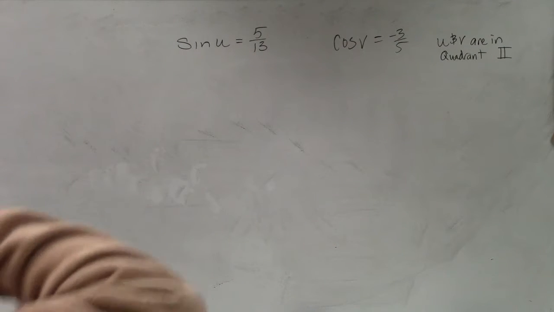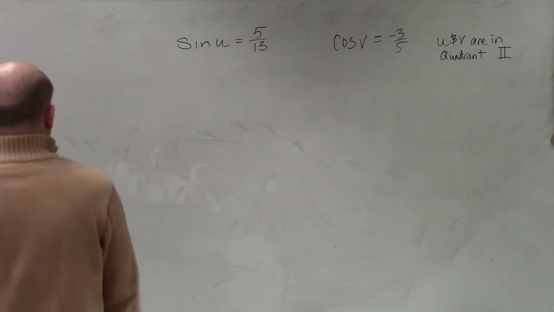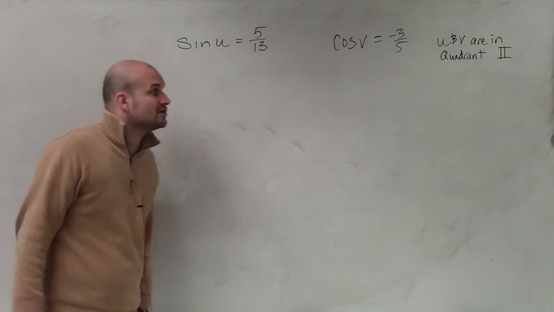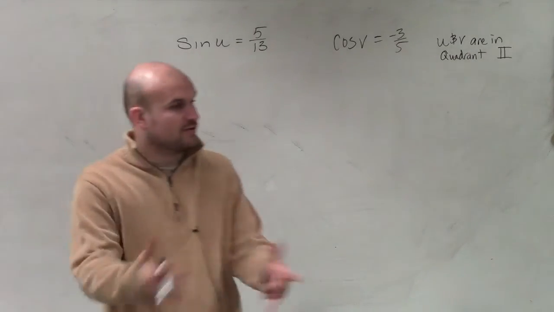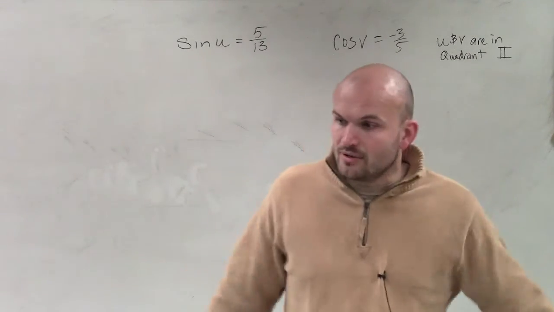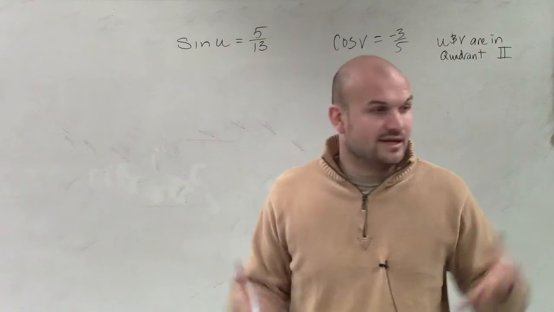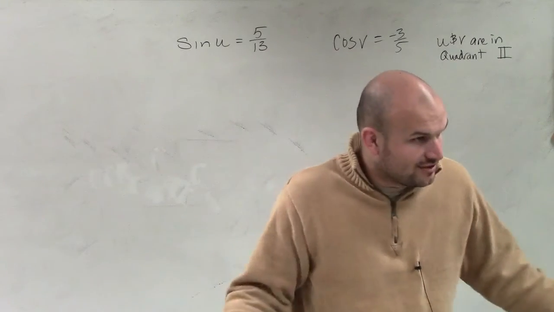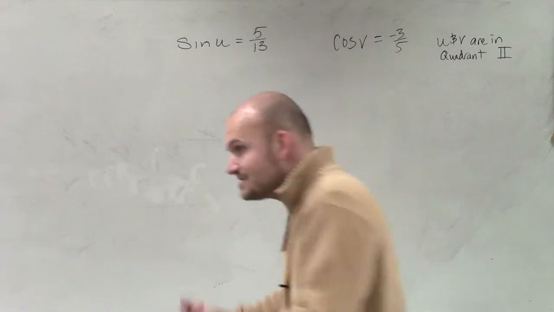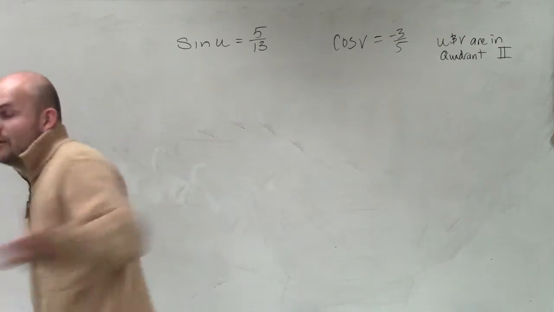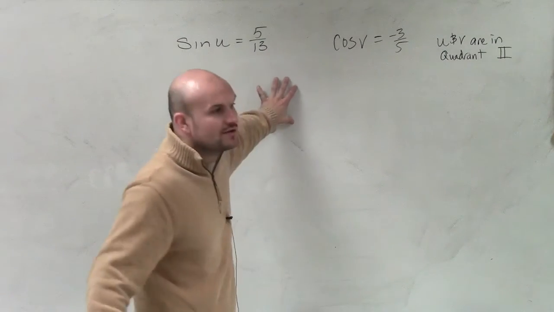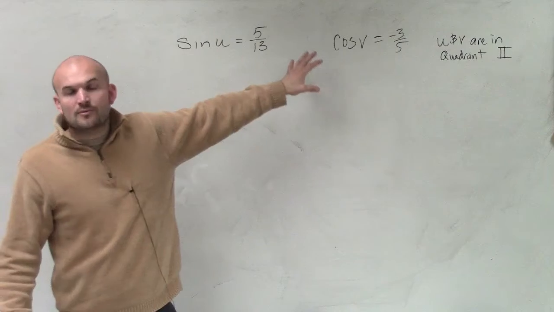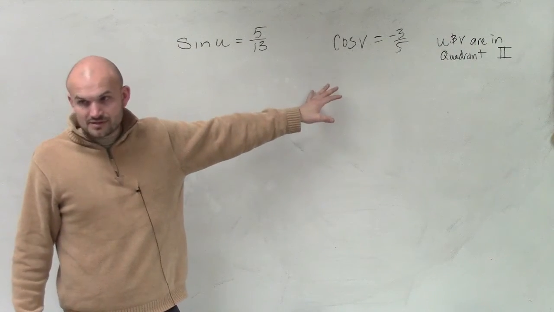Okay, so on doing problems like this, what we have is sine of u equals 5 over 13, cosine of v equals negative 3 over 5. And we say, OK, well, on the problems on our homework, we could evaluate on the unit circle, yes? Because we had points that we could use on the unit circle. But when we see something like this, we know these are not points on the unit circle, right?